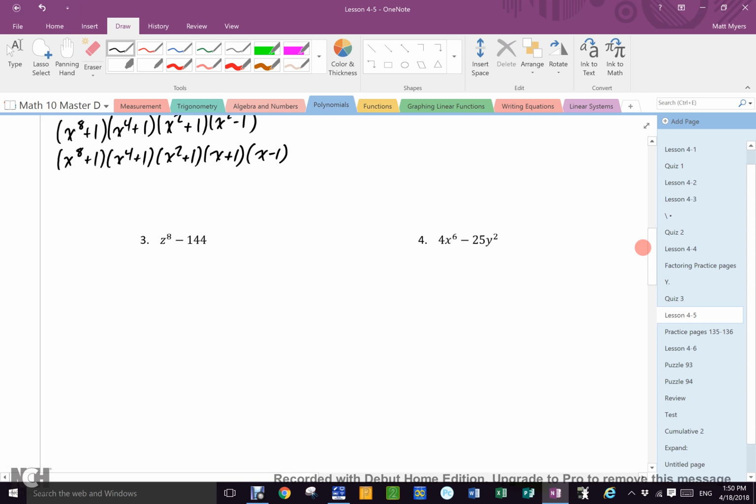Let's look at 3. Is 3 going to work for us? Yeah. Why? Because 8's even, and 144 is a perfect square. So how do I write the answer? Z to the 4th plus 12, and z to the 4th minus 12. Why do you put a line in the middle of your Z? So it doesn't look like a 2. Plus or minus. Am I done? No. Really? Can I square root 12? So am I done? Yeah.